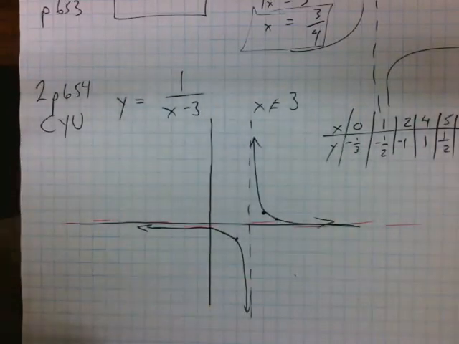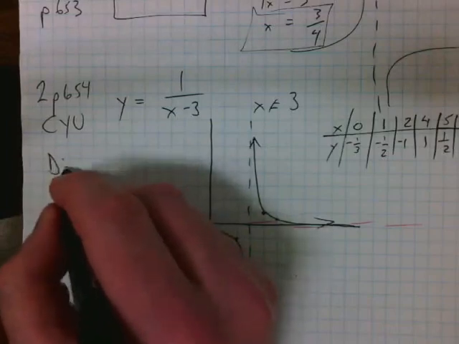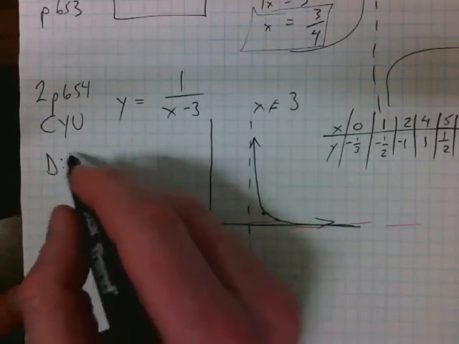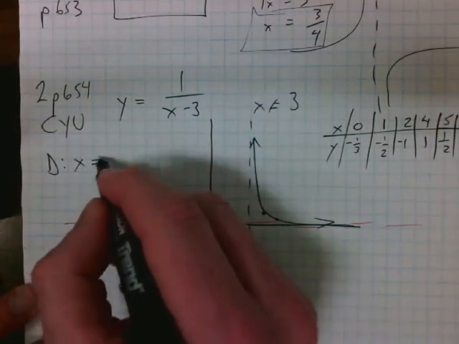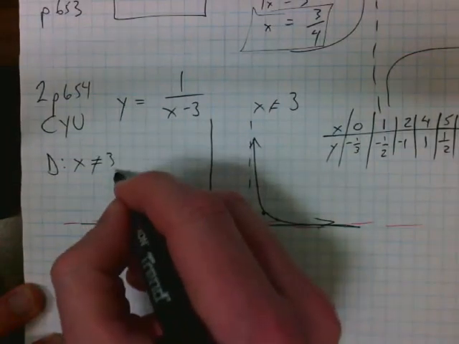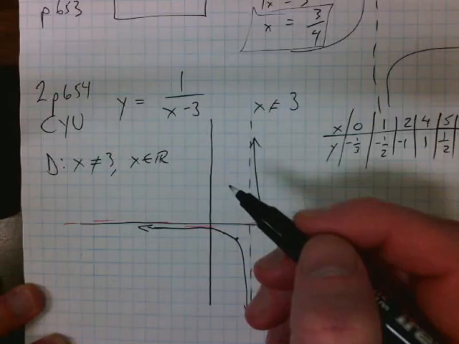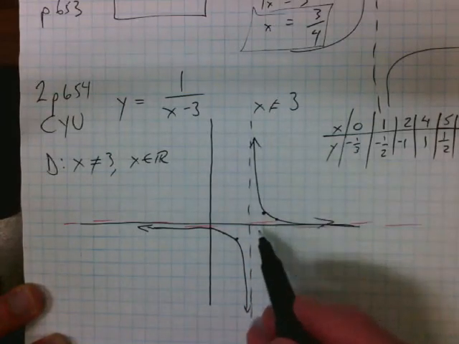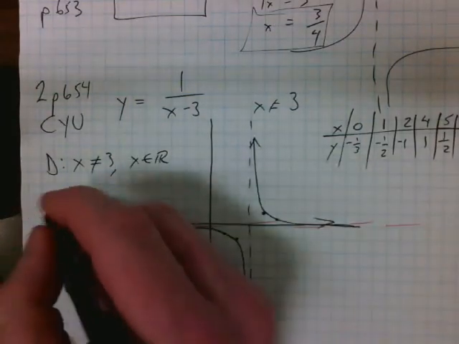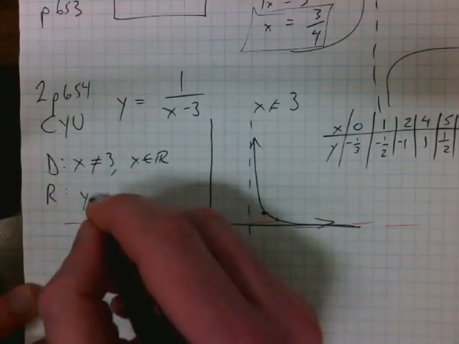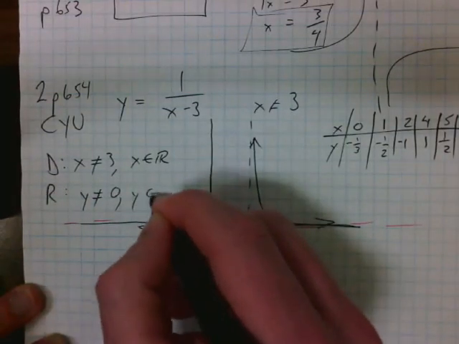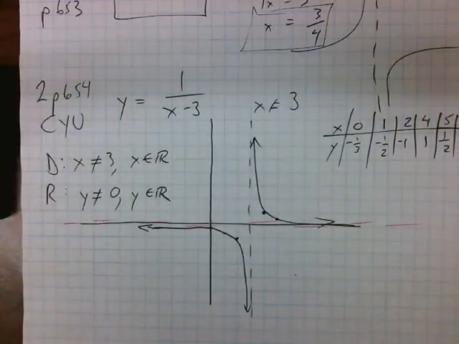The question also asks what the domain and range are. The domain, it's easier to write, we were doing set notation before. X cannot equal 3. Otherwise, x is an element of the reals. Okay? And y cannot equal 0. That's where the asymptotes are. So the range, y cannot equal 0. Y is an element of the reals. Hopefully that makes sense.